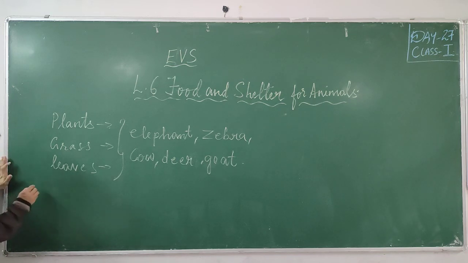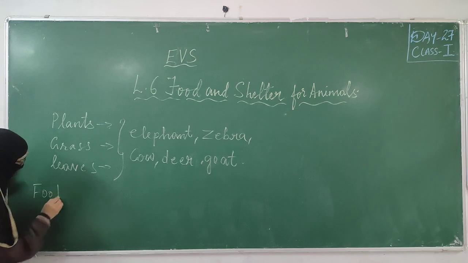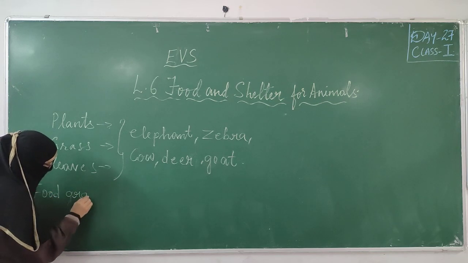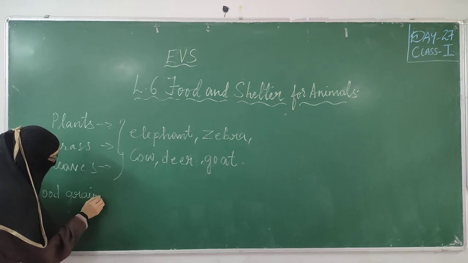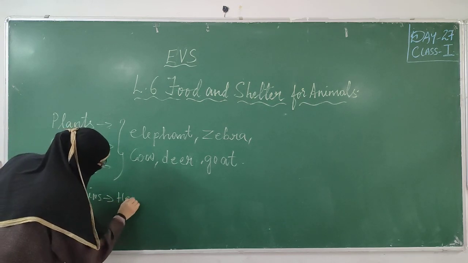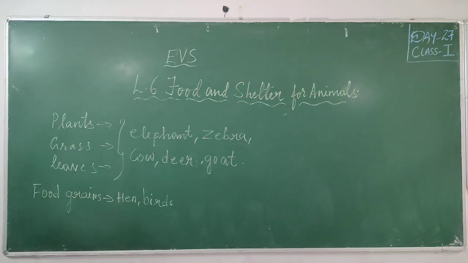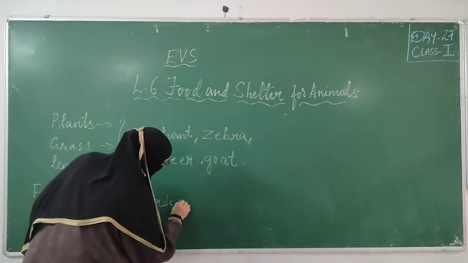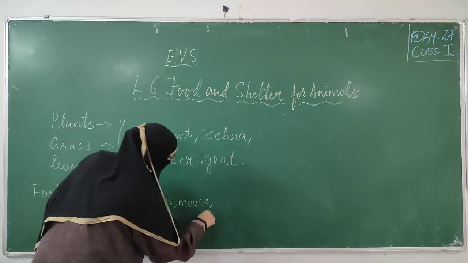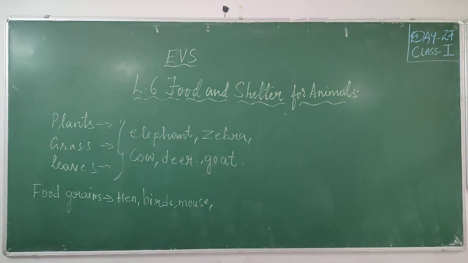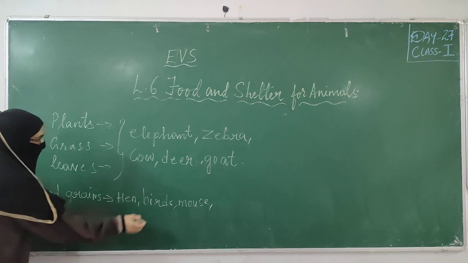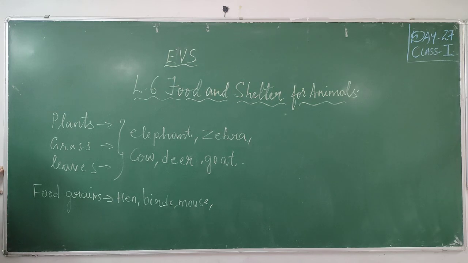Some animals eat only food grains. What are those animals? Hen or birds, mouse. These are some of the animals which eat food grains.